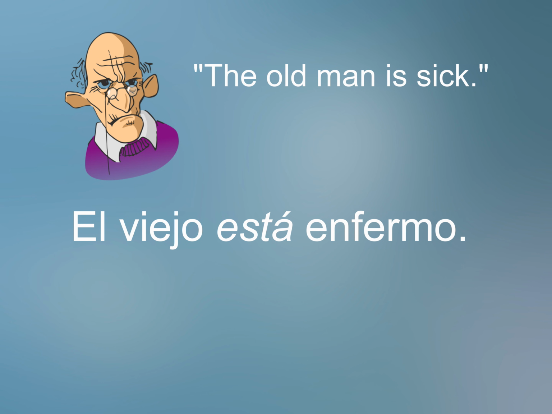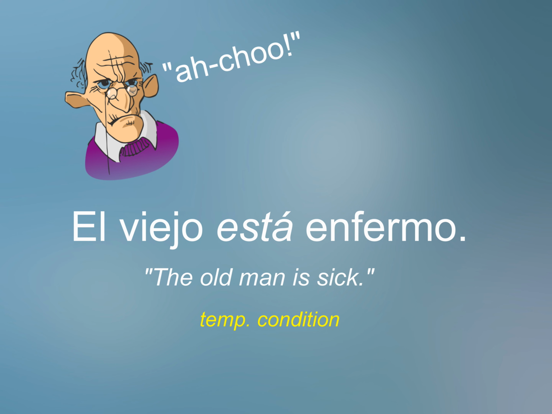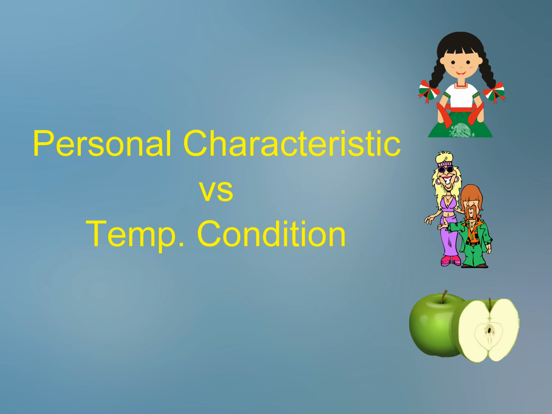In the sentence, el viejo está enfermo, the interpretation is that the old man is sick, but the use of estar indicates a temporary condition. Therefore, the person who reads or hears this sentence understands that it's just a temporary illness. This difference between personal characteristic and temporary condition is quite prevalent in Spanish. Here are some examples. Note the changes in meaning when either ser or estar is used.